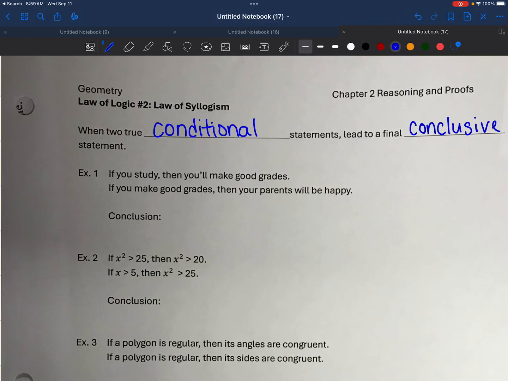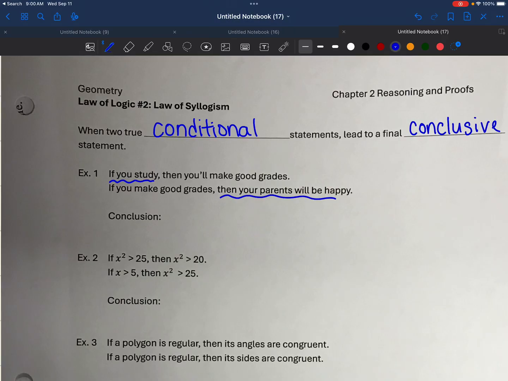So, example 1 says, if you study, then you make good grades. If you make good grades, then your parents will be happy, right? So, what could our conclusion be? If your parents are happy, you're happy. If your parents are happy, your parents will be happy. If you get good grades.